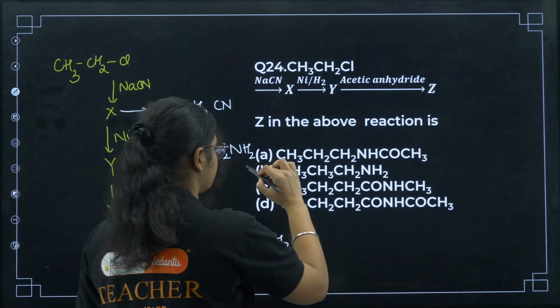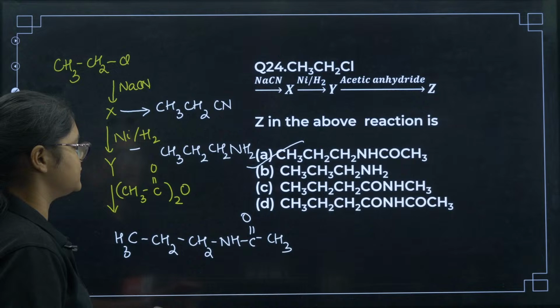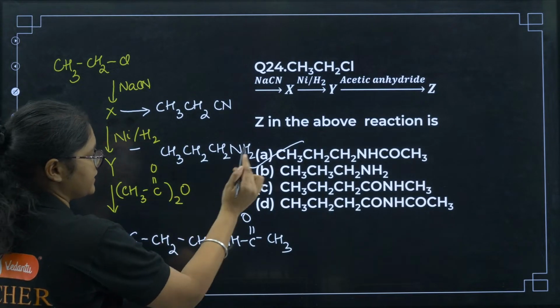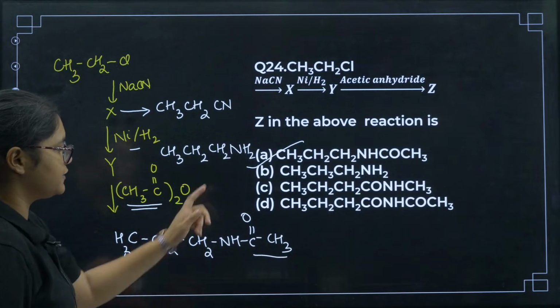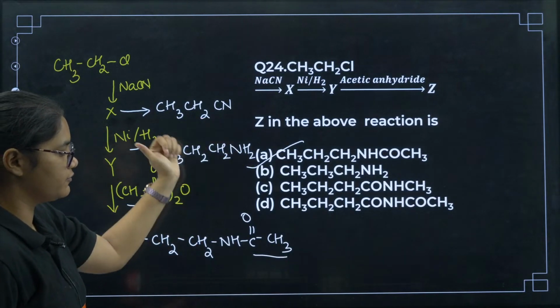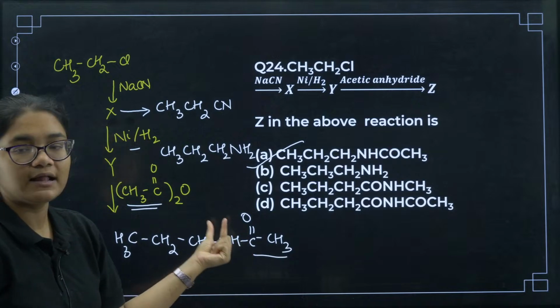So which is this product? Yes, Pradeep is correct. 24A is the correct answer. So what happens in acetylation? This H is replaced with this group, the COCH3 group. So there you can see two hydrogens were there. One of the hydrogens is taken and replaced with this group.